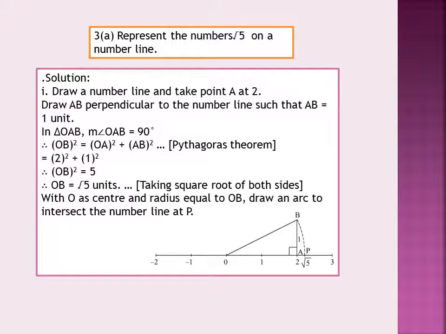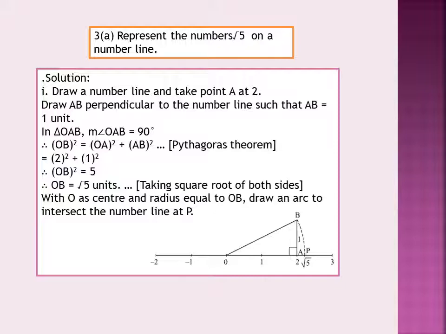See now question 3a. Already this is our last year revision. Represent the number root 5 on the number line. Root 5. Now remember, when we are showing on the number line, in most cases we take the perpendicular distance as 1 centimeter. Here you want to show root 5, which means under the root the number is 5.